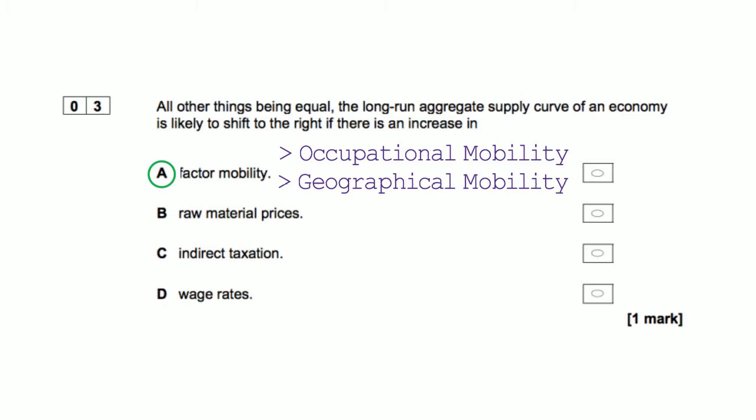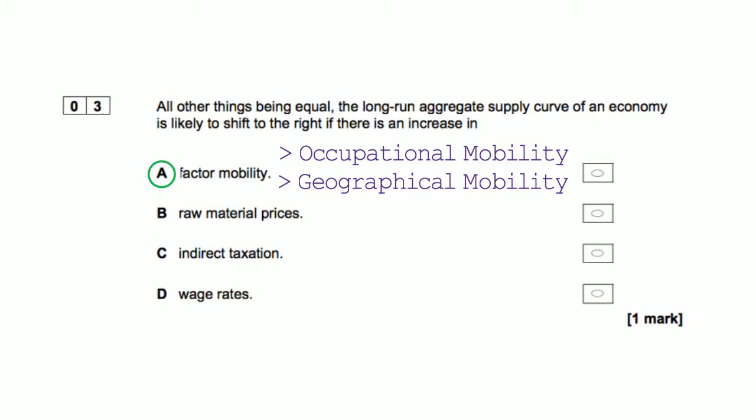Geographical mobility looks at how easy it is to move from one place where there are no jobs to another place where there are jobs. If geographical mobility is high, it means that workers are easily able to move to where the jobs are. So job vacancies in certain locations will be filled quicker, and therefore the economy can produce more goods and services. And this is the long-run aggregate supply curve shifting to the right. So the answer for this question is A.